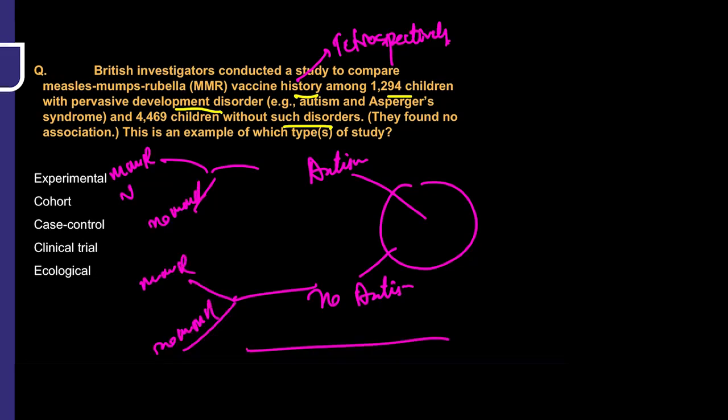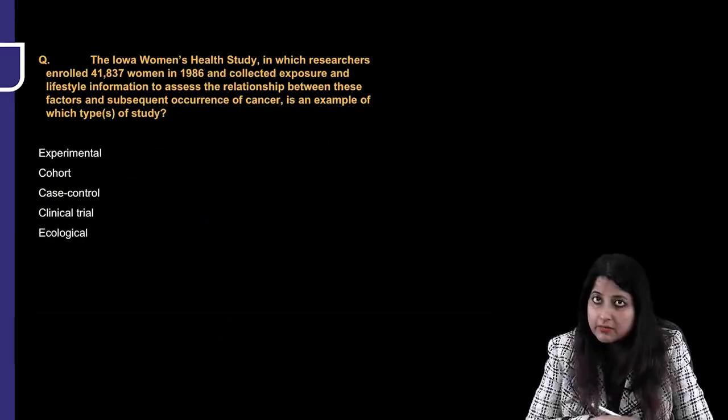So what are we doing? We are going back and looking at the history. So this is a case control. Don't think vaccine is mentioned, so it is an intervention. No, we are starting with two groups. We are going back and looking at the history of a vaccine.